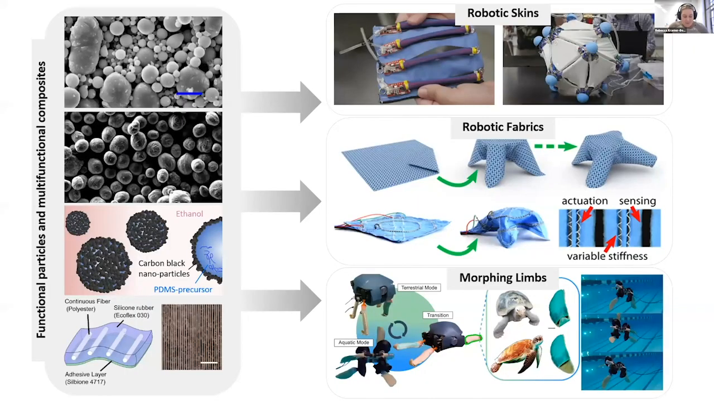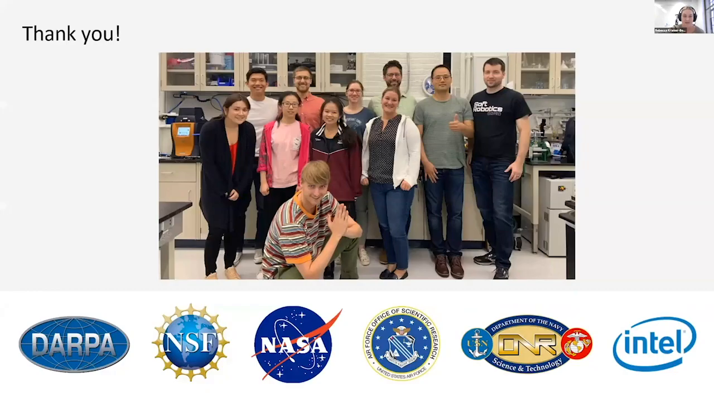Okay, so I'm going to wrap up here. In conclusion, my group is developing particulate and fibrous composites for next generation robots that will allow them to adapt their morphology, properties, and behavioral control policies to changing tasks and environments. And in this talk, I described several of these materials and their translation to several reconfigurable robot platforms. So I'd like to thank my students and postdocs, my funding sources, and thank you for your attention.